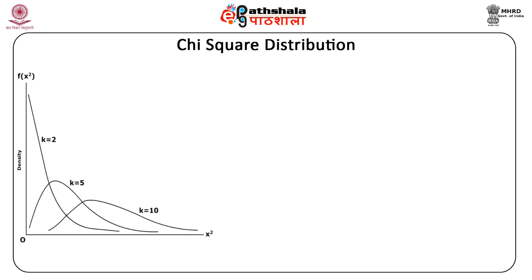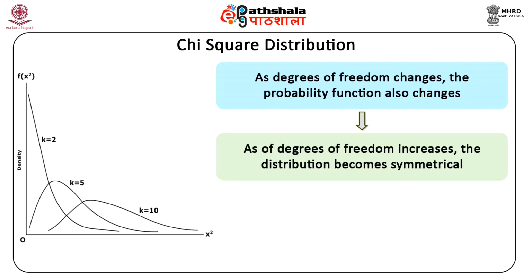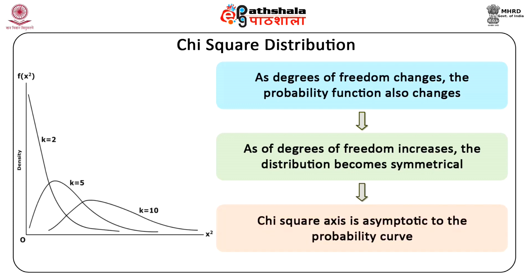The curve of the probability function of the chi-square distribution depends on degrees of freedom. As the degrees of freedom change, the probability function also changes. The figure represents that as chi-square increases, the probability function decreases very rapidly and tends to 0 in the limiting case as chi-square tends to infinity. In other words, as the number of degrees of freedom increases, the distribution becomes increasingly symmetrical. Thus, the chi-square axis is asymptotic to the probability curve.